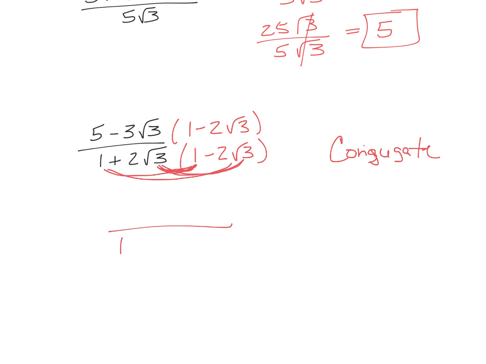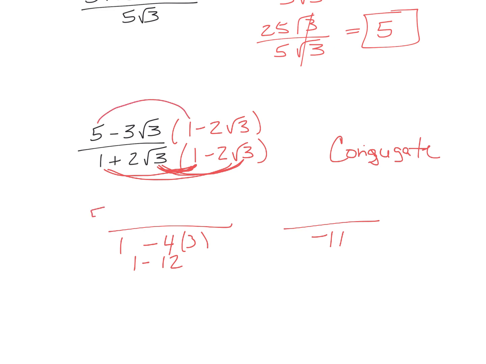And then my last terms would be a negative 4 root 9, which is 3. So on the bottom, I have 1 minus 12, which is a negative 11. So I've gotten rid of the square root in the bottom.